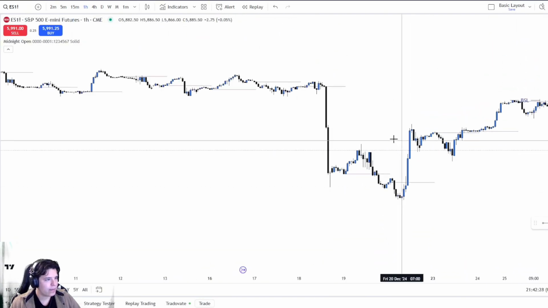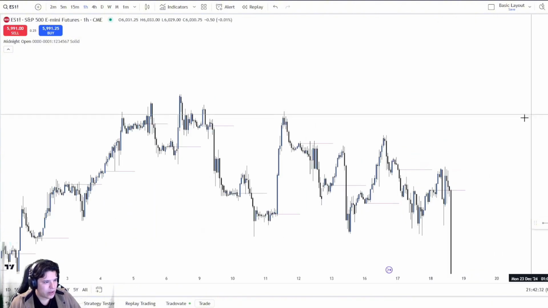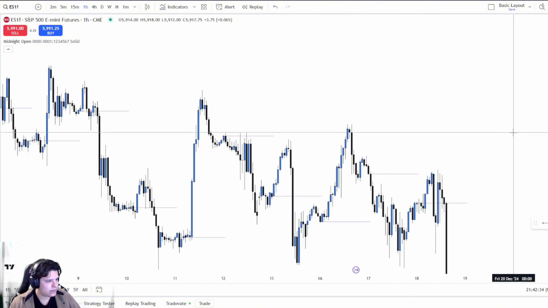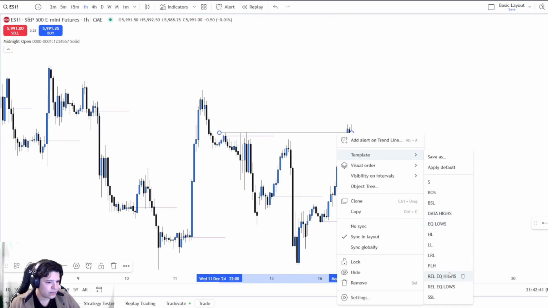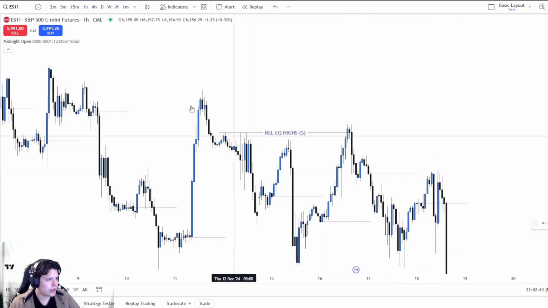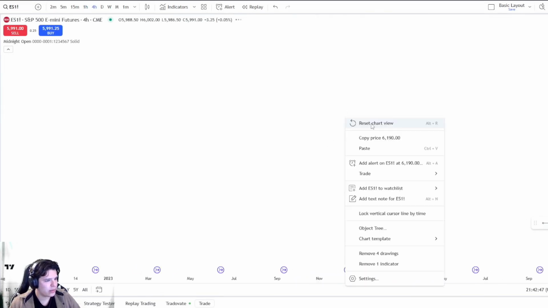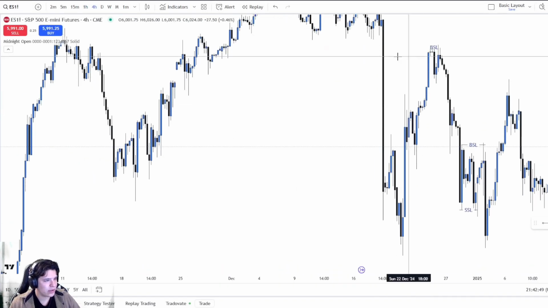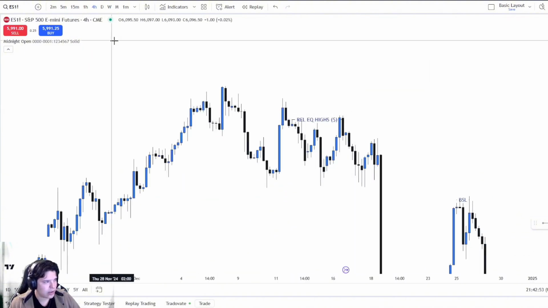Okay. Let's see what else we got. We had these stacked highs here. Relative equal highs, and we ended up sweeping that. If we go on the 4 hour, this should be like a top wick that got created there. Oh god, relative equal highs. So yeah, we ended up sweeping that and then reversing from it.